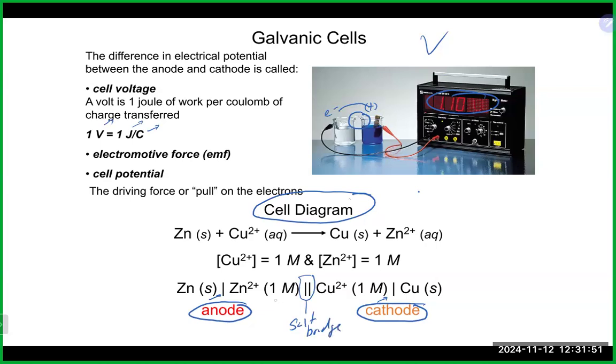So you also sometimes see concentrations written in, like 1 molar. If it is a gas, you may see pressure written in, like 1 atmosphere, or something different if it's something different. So sometimes you'll see those things.